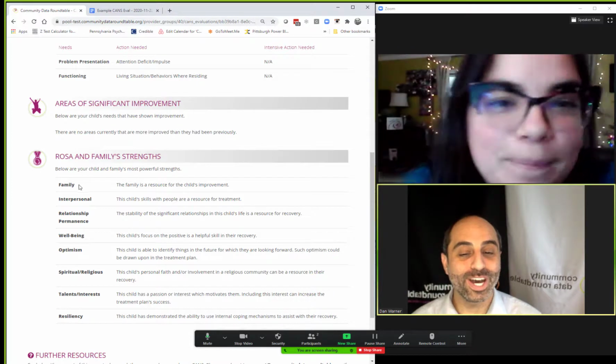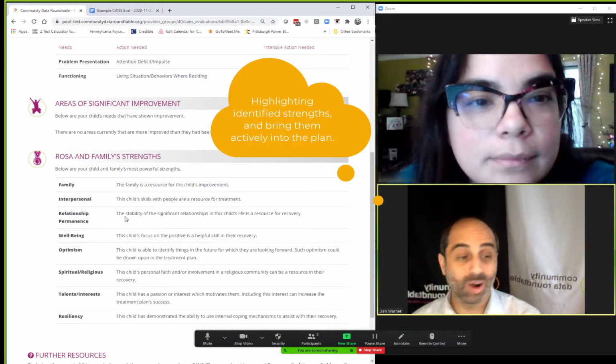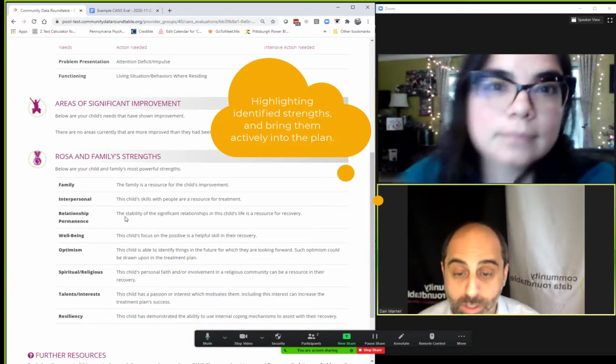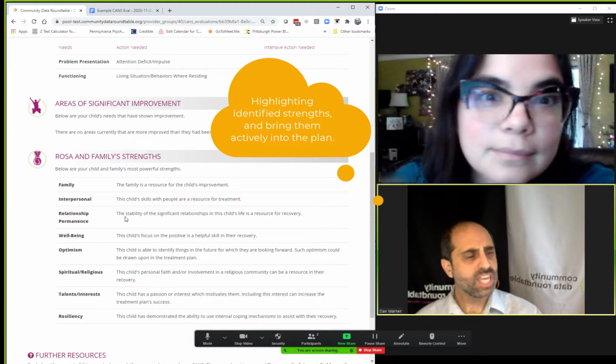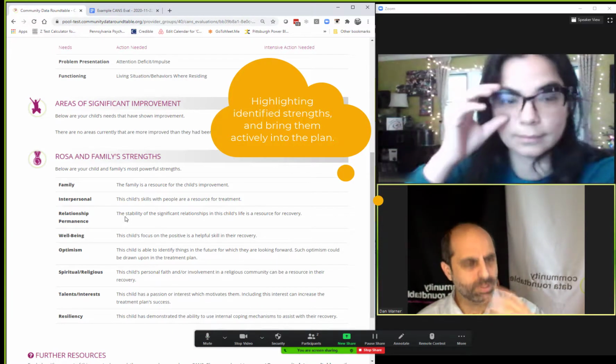But here's what I'd really like to highlight, where we're really going to want to draw on are all the strengths that were identified for Rosa and your family. And there's a lot of them here. I see 1, 2, 3, 4, 5, 6, 7, 8. Can we go through them and really identify how we can build them into your plan?